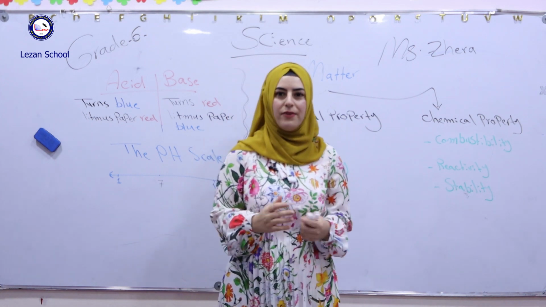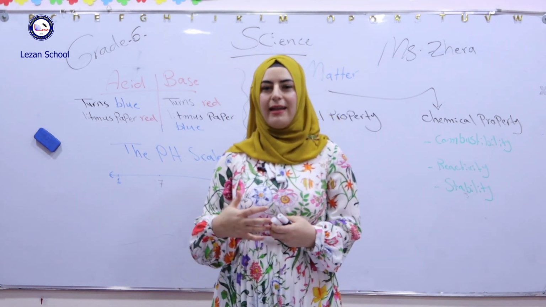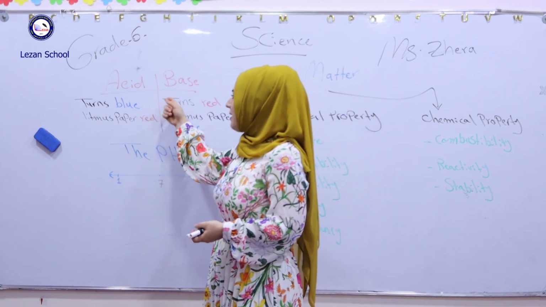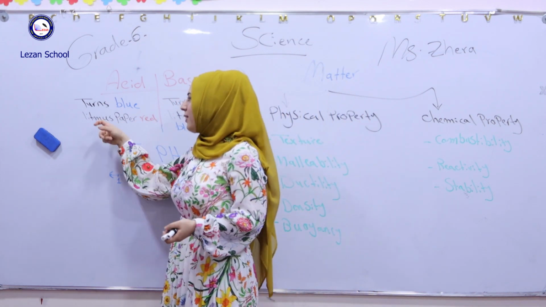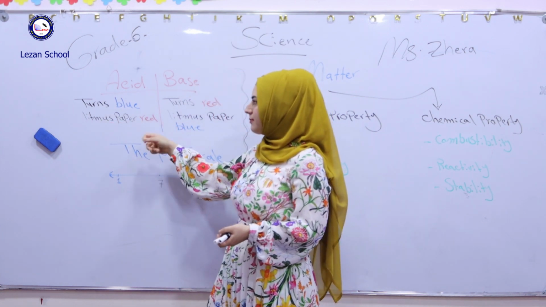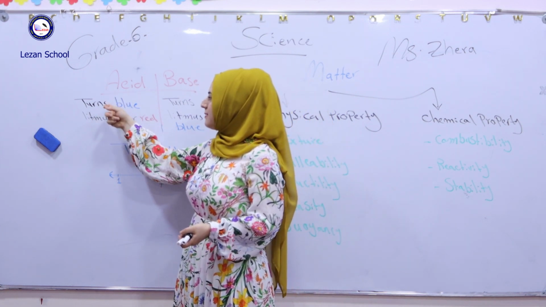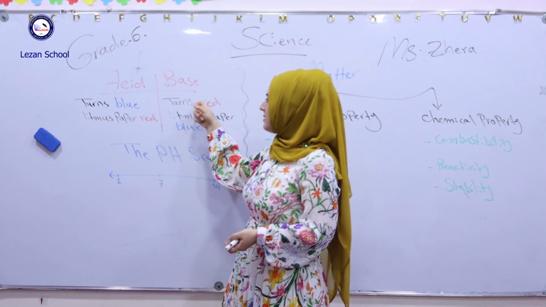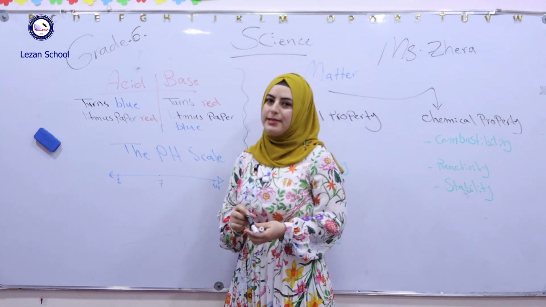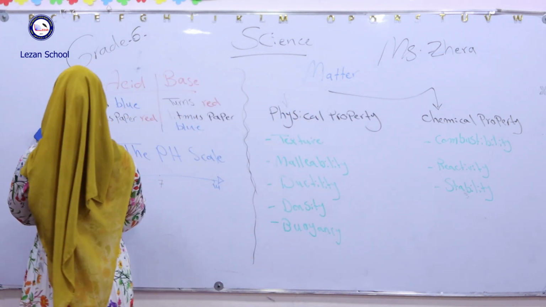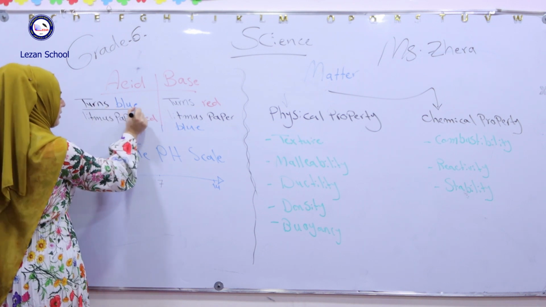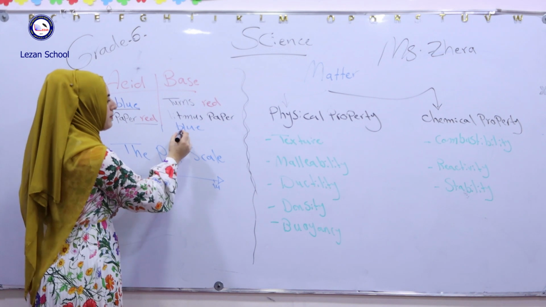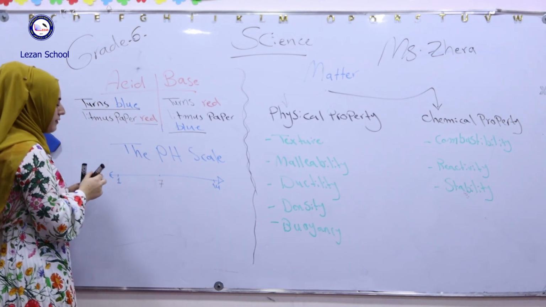Both of them have the same definition: a compound that has the ability to react with another substance easily. So what's the difference between acid and base? We have an important point. An acid turns blue litmus paper to red, but a base turns red litmus paper to blue. It means the difference between them is that the acid changes blue litmus paper to red, and the base turns red litmus paper to blue. This is the difference between them.